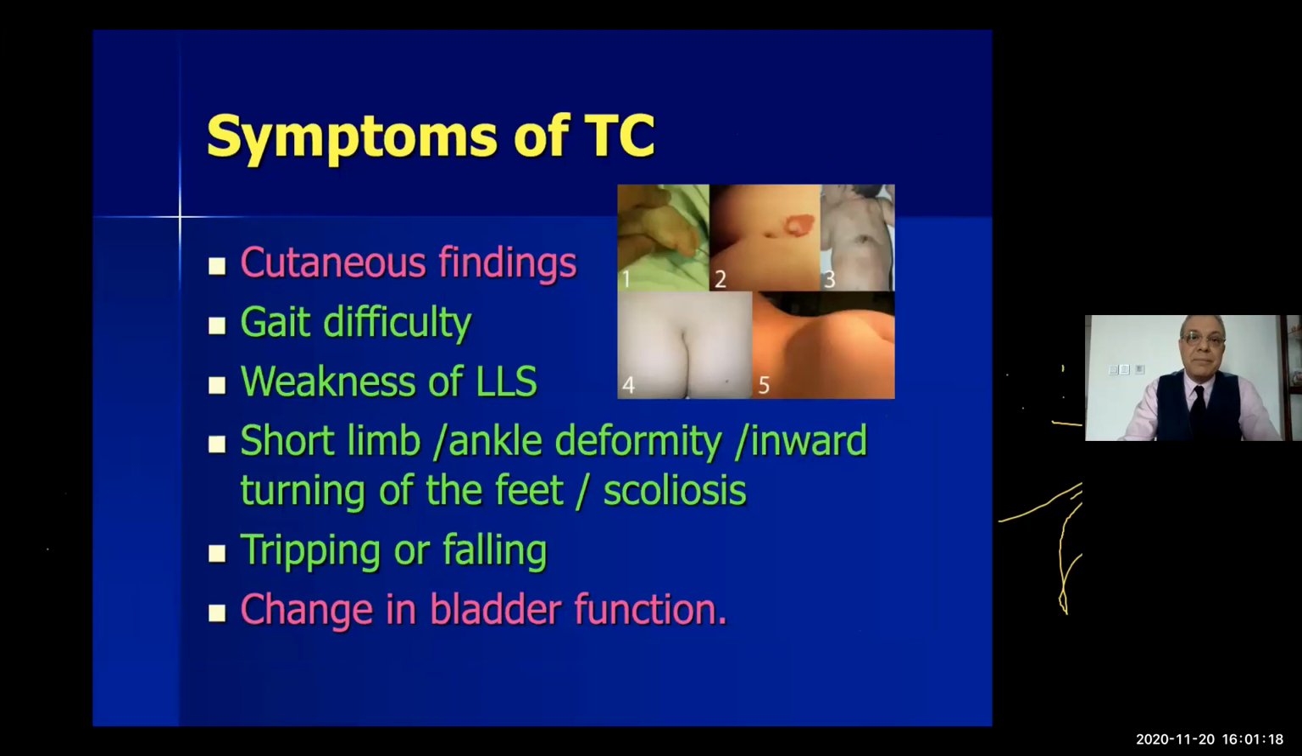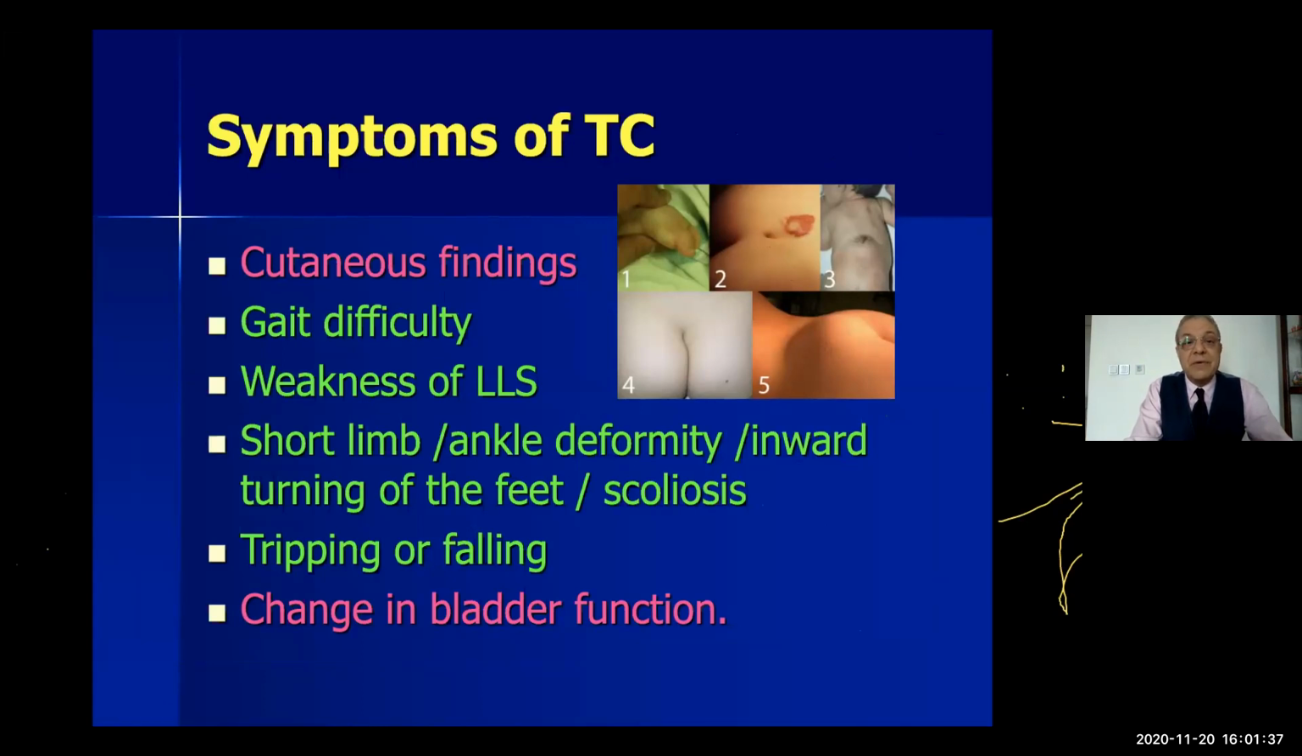So what are the associated findings for the tethered cord? Well, we might have cutaneous findings. If you look at these slides, you can see here the port wine pigmentation. You can see a dimple. Sometimes a sinus goes inside.